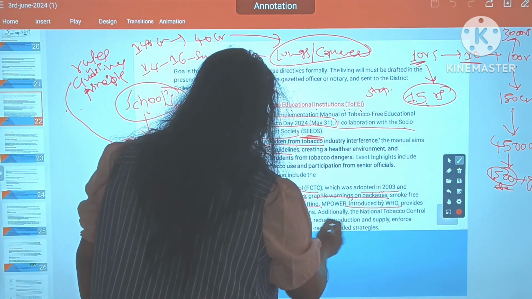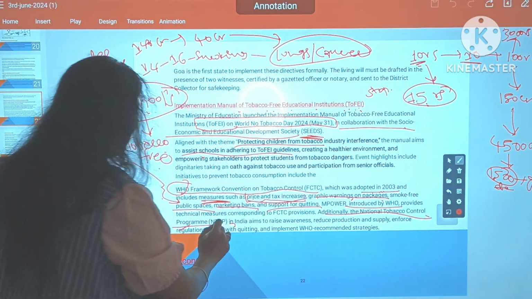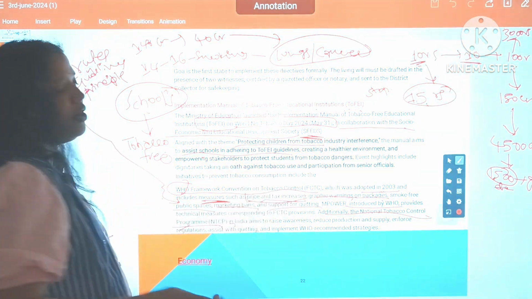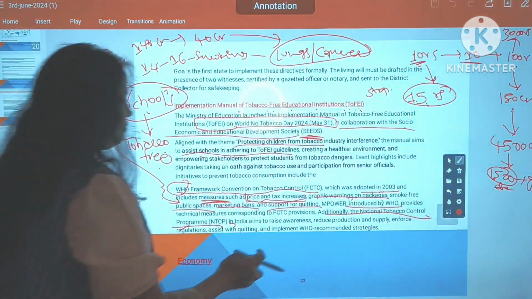These were introduced by WHO. Additionally, the National Tobacco Control Program (NTCP) already exists. This is also added to this program to make people stop smoking.